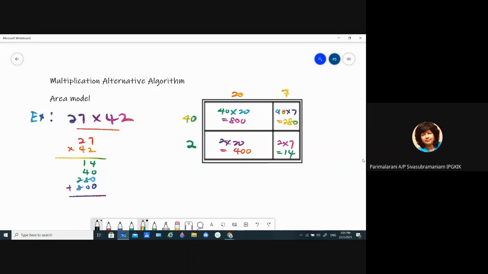So this is where our partial multiplication comes in. This first row is 2 times 7, the ones, and then 2 times 20 is 40.